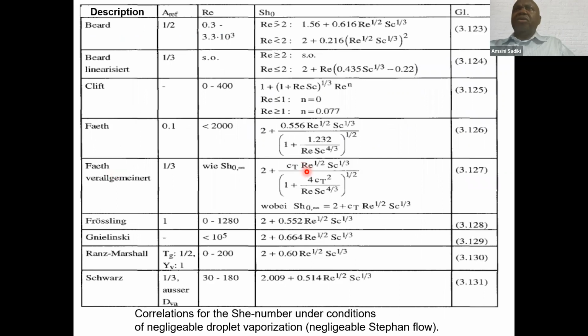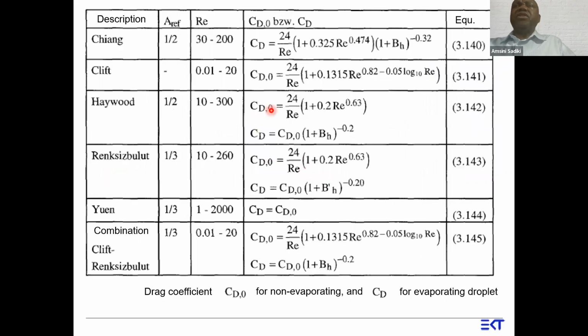Yesterday we came here, and it is also the same for the drag force. For the drag force, we have the drag force for non-evaporating droplets, where the diameter is constant. And if we have the evaporation process, the CD will depend on this value here, and naturally also on the Spalding thermal transfer number.